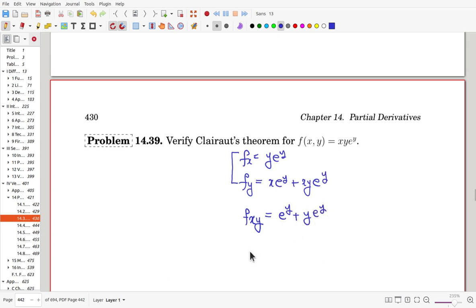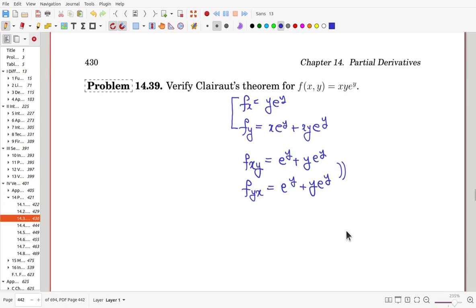Now how about f sub y and x? For that one, the x derivative. Then from the first one, we have e to the y. From the second one, we just consider this as constant when we apply the x derivative. So that will be y e to the y. So we have the same result. So we verified the theorem.